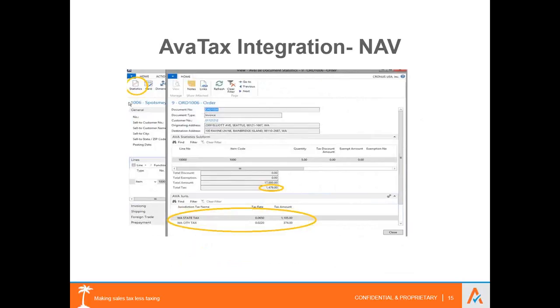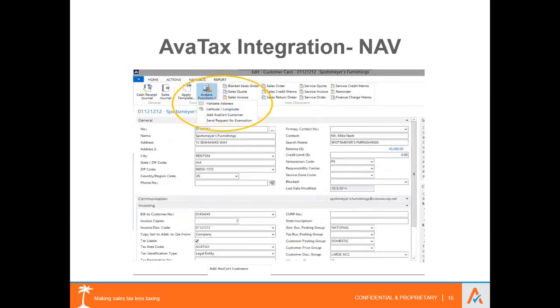And what that's going to do is tell your service to go out and ping our web service. It's going to apply all the correct rate, boundary, and jurisdiction rules and come back with that accurate tax rate. And then you're going to be able to drill down and see all of the components that added up to that number and to that rate.